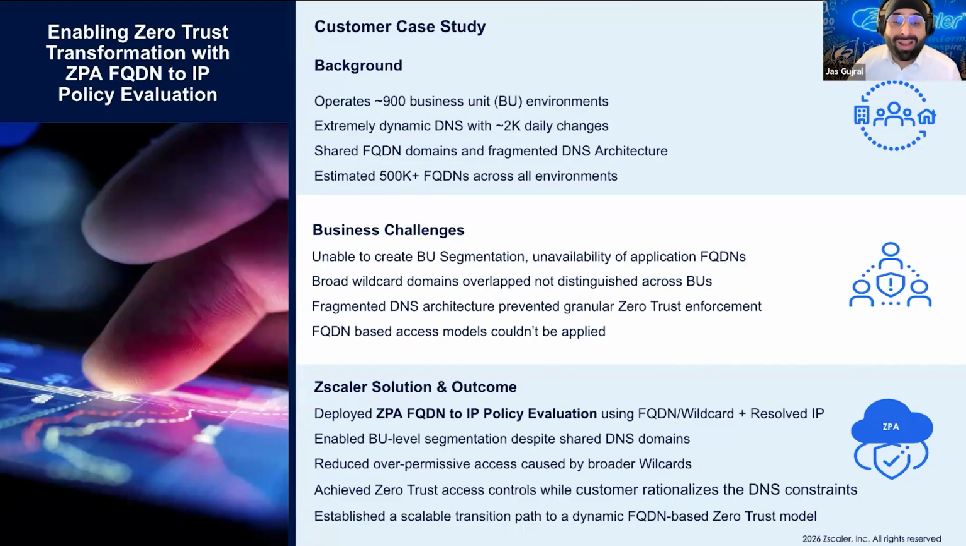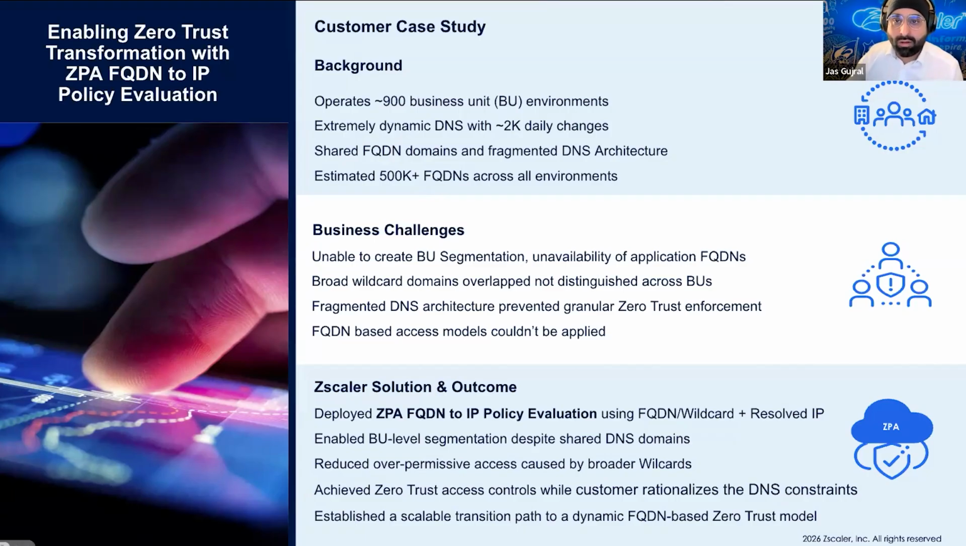Now, broader wildcard domains which overlapped across these multiple business units also couldn't be distinguished, right? They were using shared domains across the board. This fragmented DNS ownership eliminated the visibility and control. And because of this, the FQDN-based access model couldn't be applied due to these DNS architectural limitations that I've been talking about.